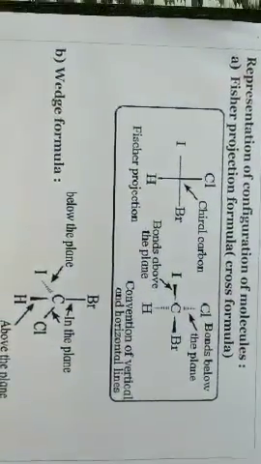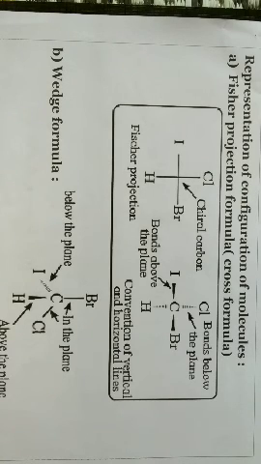Now we'll go for the representation of configurations in different ways. We'll see two ways. First is the Fischer projection formula, which is also called the cross formula. We learned this in 11th also. In the Fischer projection formula, this is the convention of the vertical lines. The C-Cl bond and the C-H bond are below the plane, shown by dotted lines. The C-I bond, which is above the plane, is shown by dark lines. In the same way, the C-Br bond is shown by a dark line. That is the Fischer projection formula.